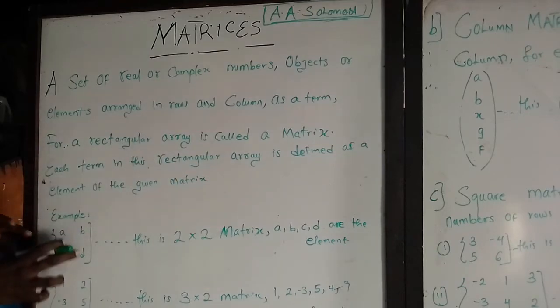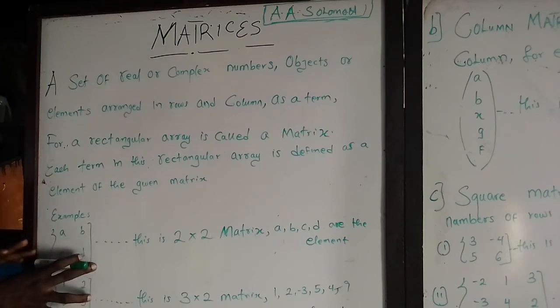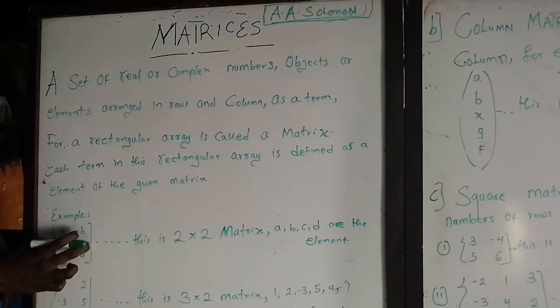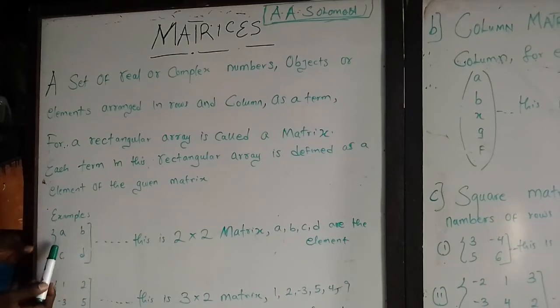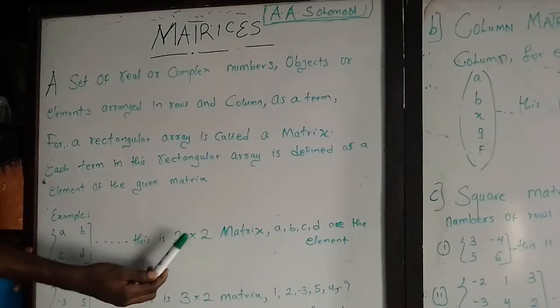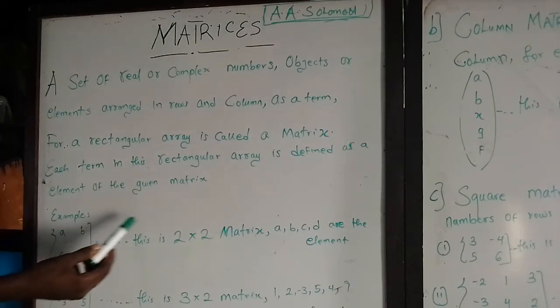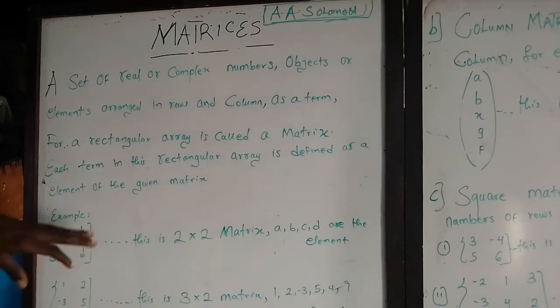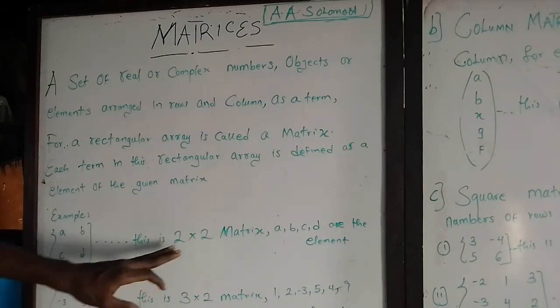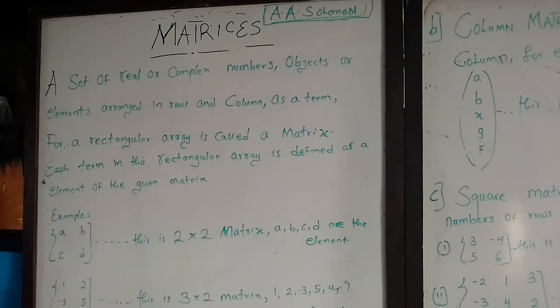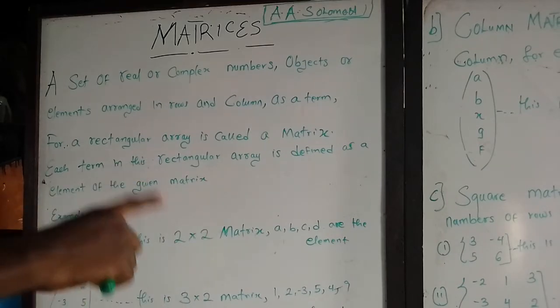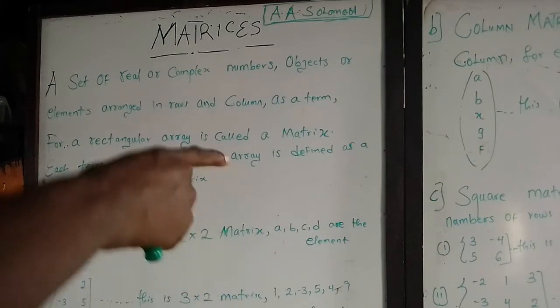This is the rectangular array, and this is an element in the matrix. So we have a 2 by 2 matrix, which is A, B, C, D. The elements in the 2 by 2 matrix are A, B, C, D.